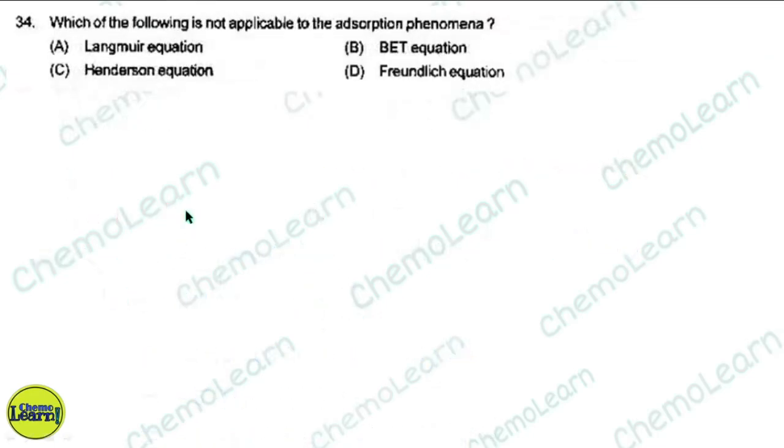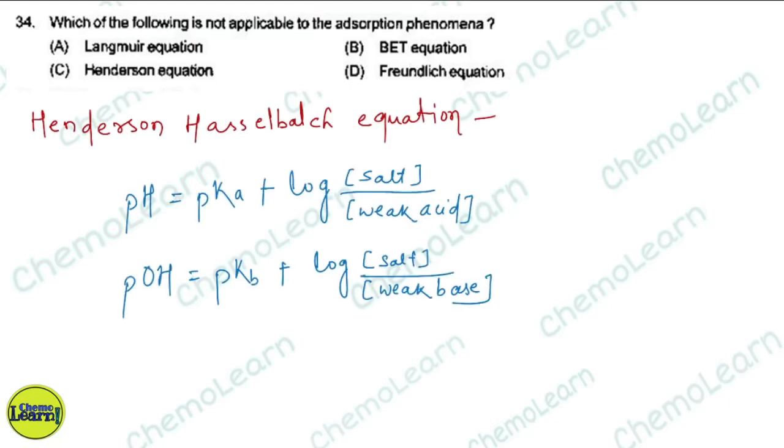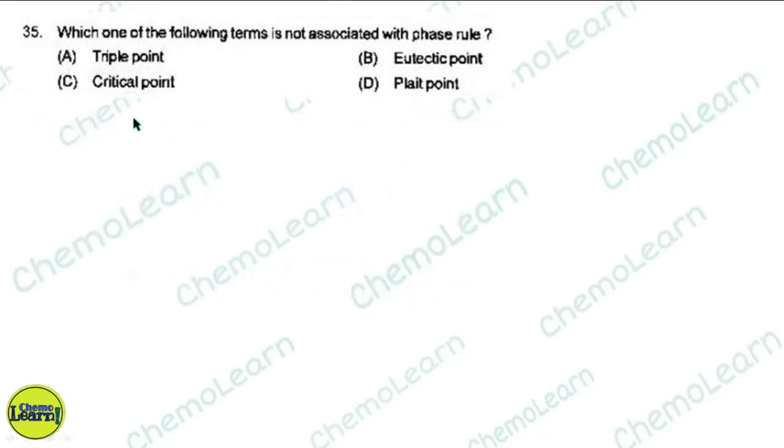Question number 34. Which of the following is not applicable to adsorption phenomena? Langmuir equation, BET equation, Henderson equation, or Freundlich equation? See, this is from surface chemistry, and you know Langmuir equation, BET equation, and Freundlich equation, all these are related to adsorption phenomena. But Henderson equation is for the calculation of pH of buffer solution. Okay, pH equal to pKa plus log salt by weak acid, and pOH equal to pKb plus log salt by weak base.